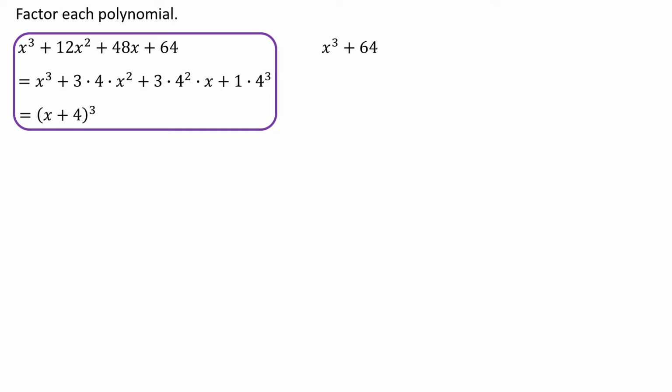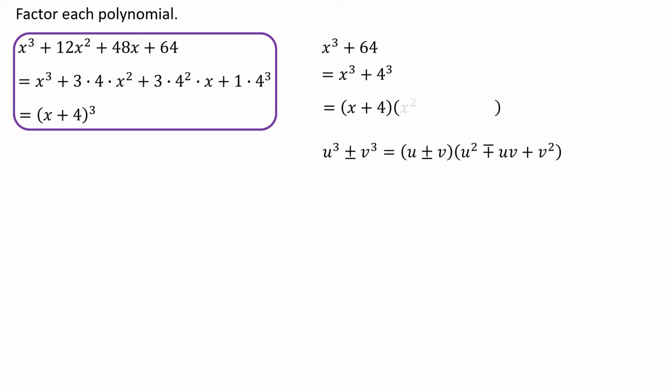Okay, on this one, there's only 2 terms. But again, 64 is a perfect cube. So I'm like, aha, I'm looking at x to the third plus 4 to the third. So I just use my little equation here. Anytime I encounter u to the third plus v to the third, I'll need u plus v, and u plus v will become 4 plus x.